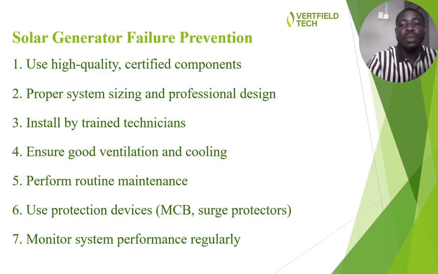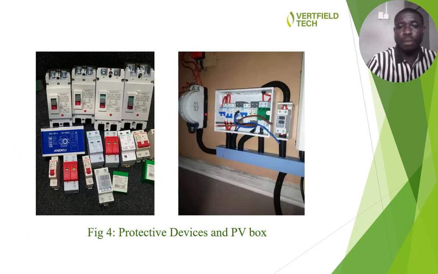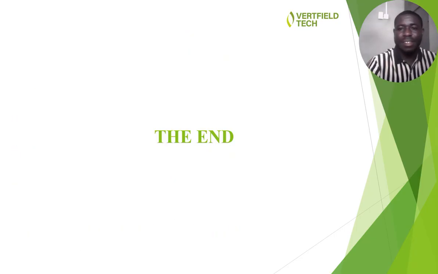Routine maintenance should be carried out on your solar generators. Clean the panels, check the ports, check the batteries, check if there are any error signals, clean the box as well. Use protective devices, please. You must make use of protective devices. Your MCBs, your surge protectors, your breakers should also be used. Then monitor system performance regularly. How well do you monitor your system performance?